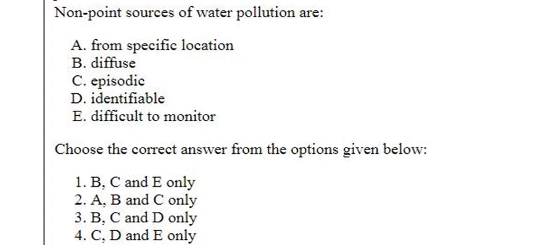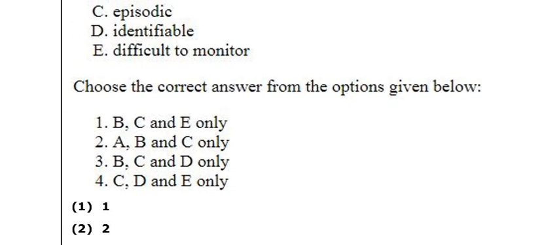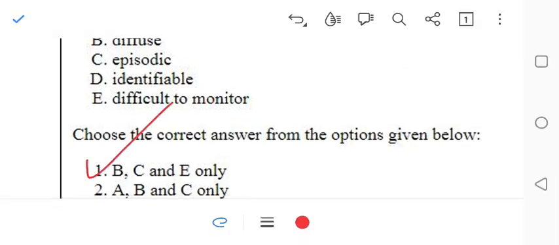Non-point sources of water pollution are what? A, B, C, D, E are the options: from specific location, diffuse, episodic, identifiable, difficult to monitor. Now choose B, C, E, A, B, C, B, C, D, C, D, E. For 36, the correct option will be B, C, and E.